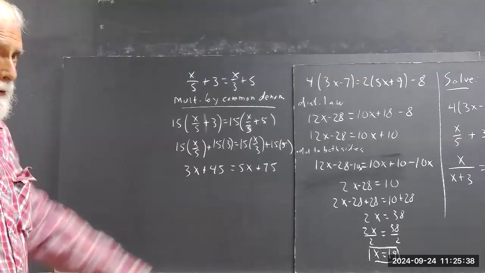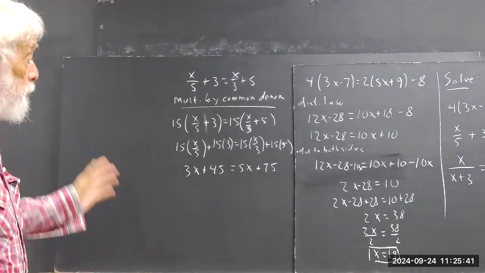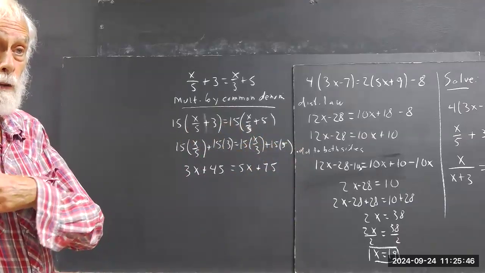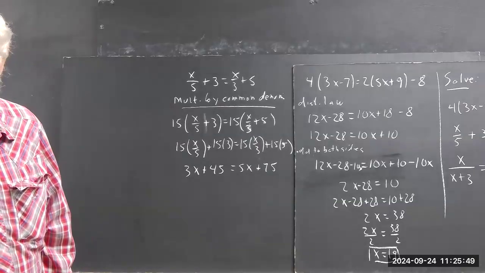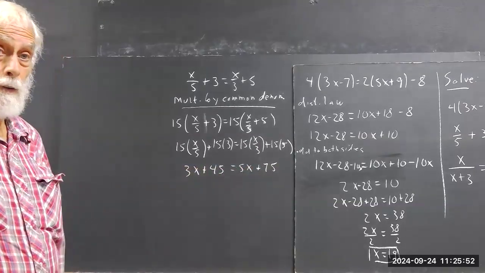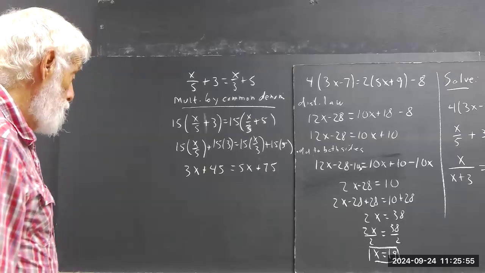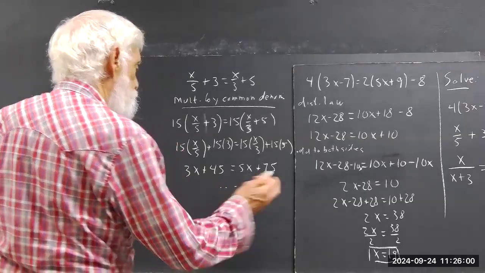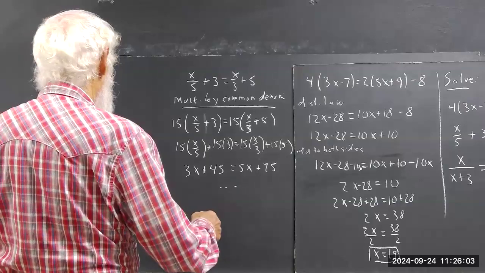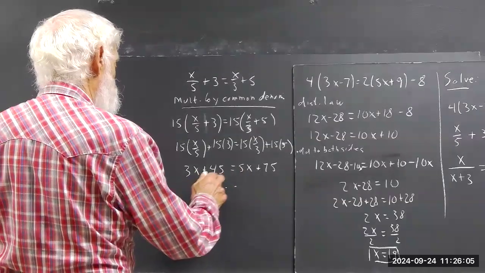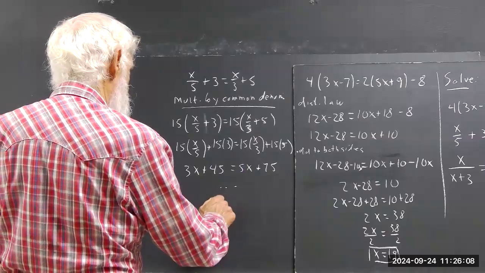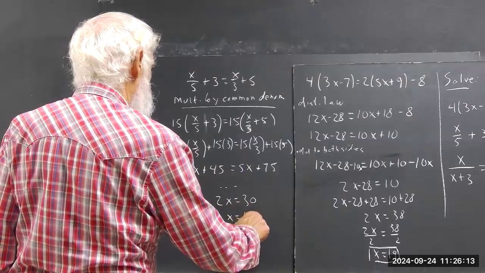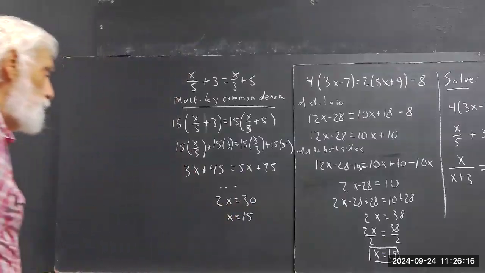Now that's a lot simpler than trying to put everything over a common denominator. You clear the fractions. You don't have to use fractions when you're solving equations. You can get rid of them and get everything up here, which is easier to work with. Okay. So now, you know what the steps are. We're going to subtract 5x from both sides, subtract 45 from both sides. We're going to get 2x equals 30, so x equals 15. Then we check that.